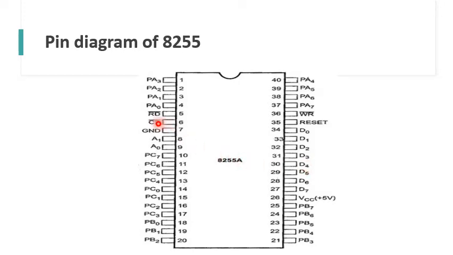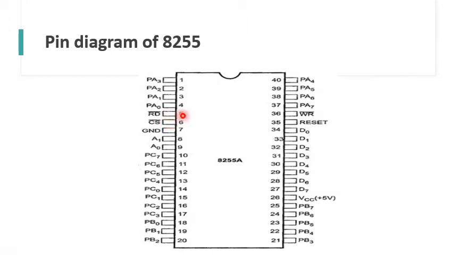Next, coming to this 6th pin, that is CS bar. This is an active low input pin. The microprocessor uses this input to select the chip 8255. If the microprocessor wants to select this 8255 IC, it will send a 0 to this particular pin, pin number 6 of 8255. By passing a 0 to this pin, the 8255 IC is being enabled, or selected, by the microprocessor.